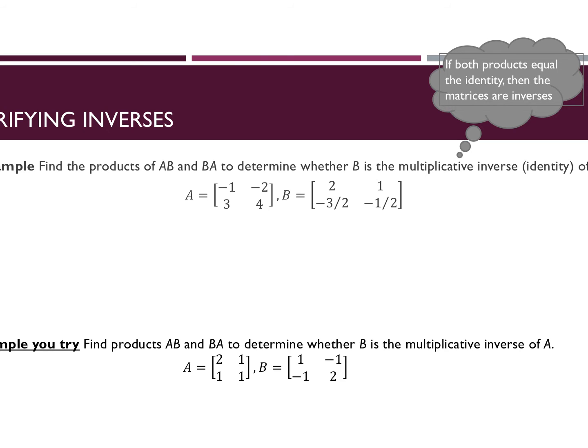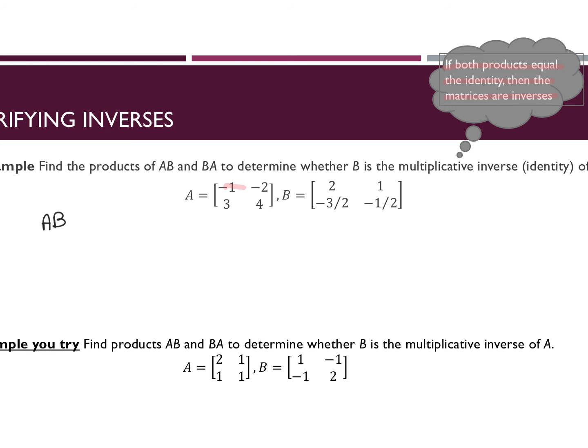So in our first type of problem, we will have to verify whether or not A and B are inverses. And the way to do that is, if both products are equal to the identity matrix, then the matrices are inverses. So that means we have to find the product of AB. We know A is a 2 by 2 matrix and B is a 2 by 2 matrix, so the product AB will also be a 2 by 2 matrix.